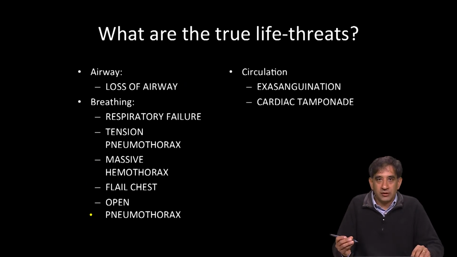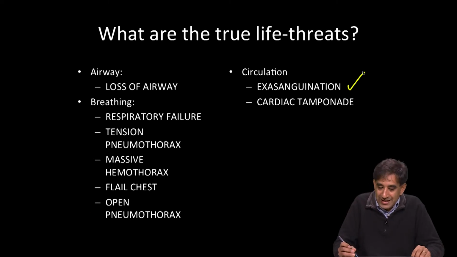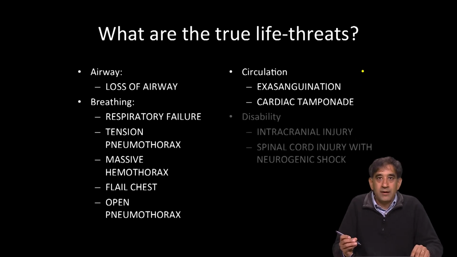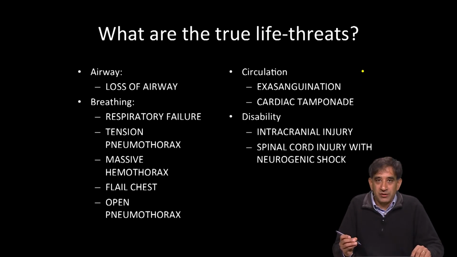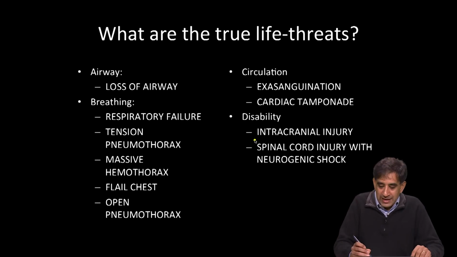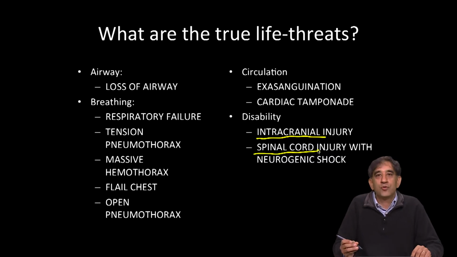In terms of circulation, the most common reason to have an issue with circulation is bleeding out or exsanguination. However, we also need to keep in mind patients may present with something called pericardial or cardiac tamponade. And then in terms of disability or the neurologic assessment, we're interested in whether the patient has an intracranial injury or a spinal cord injury with neurogenic shock.